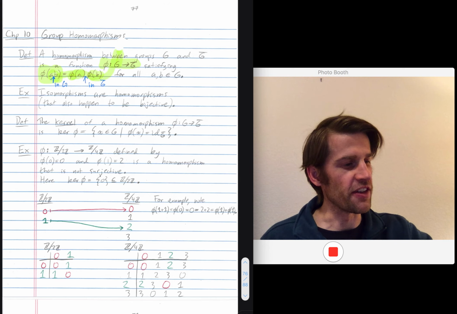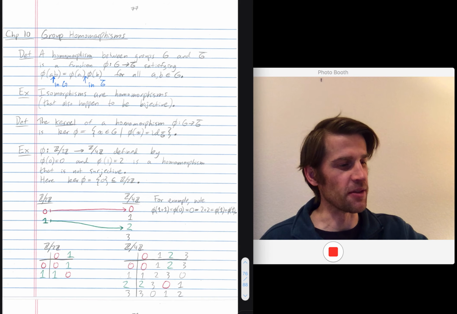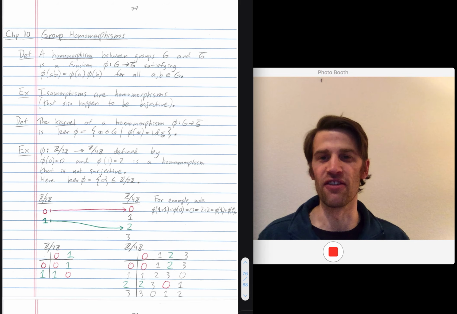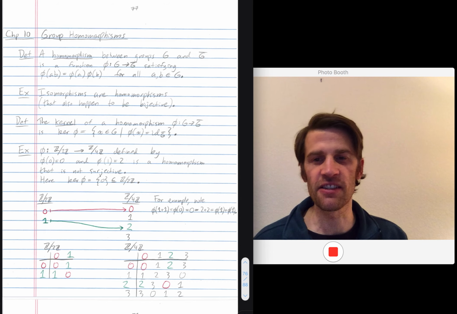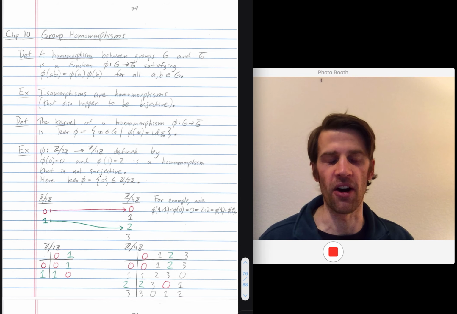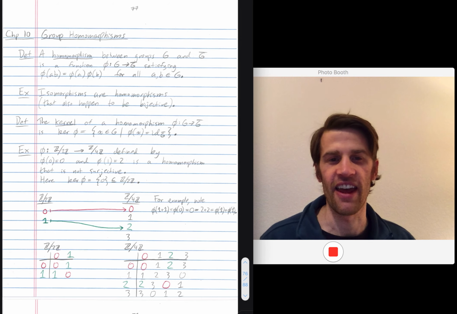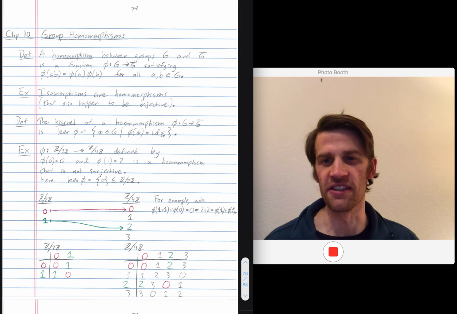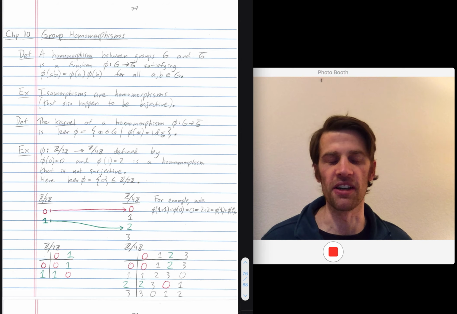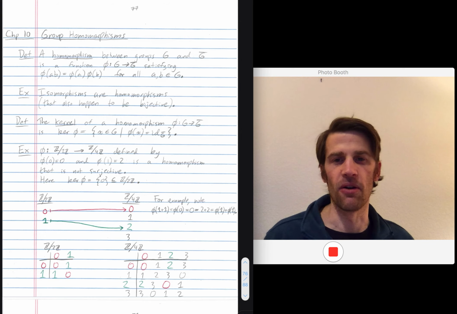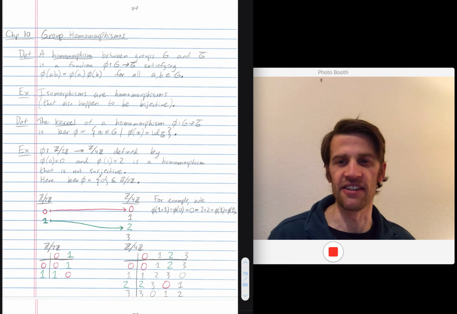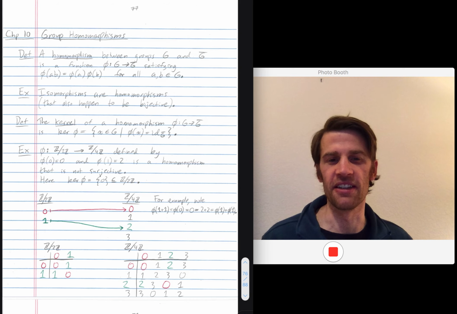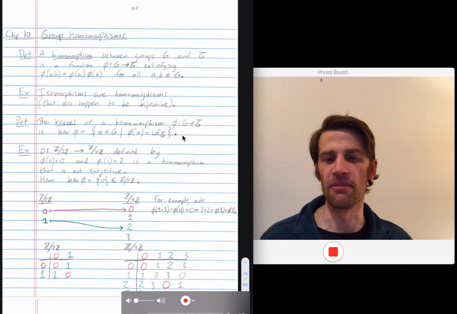So far in this class, we've studied isomorphisms a lot, and isomorphisms are just one example of homomorphisms. In an isomorphism, groups G and G bar have to be the same size, and furthermore, phi needs to be a bijection. But for a homomorphism, groups G and G bar can be different sizes, or even if they are the same size, the map phi doesn't need to be a bijection.